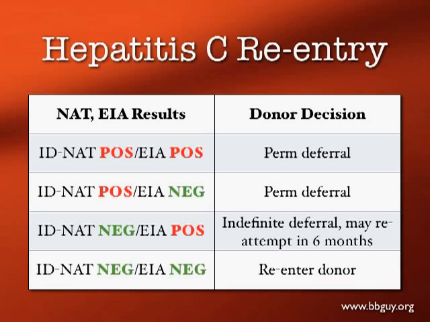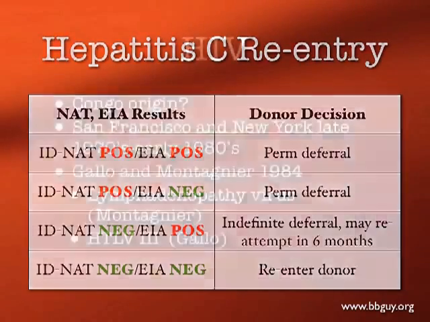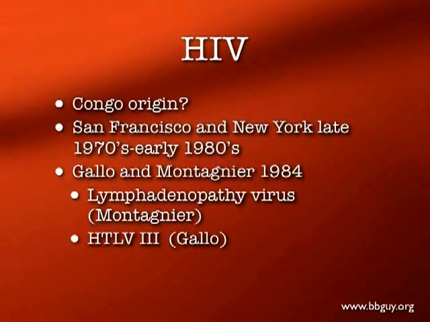The one exception to that is if they get the same results, negative NAT, EIA, that's not the same results. Negative NAT, positive EIA, they get an indefinite deferral and may attempt to re-enter in 6 months. But if everything is completely negative, then you can re-enter that donor and they can be allowed to go on and donate once again. All right, moving on to HIV.